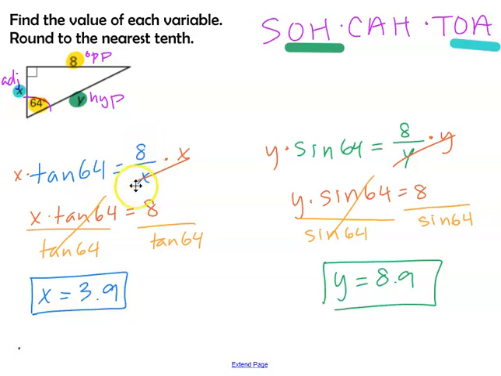Now, when x is on the bottom, your algebra skills need to kick in. Multiply both sides by x, and then to isolate x, you have to divide both sides by the tangent of 64. Now, when you set up your equation for y, it's going to be very similar to that. The hypotenuse and opposite uses sine, so you set up sine of 64 equals 8 over y. Then again, your algebra skills need to kick in, where you multiply both sides by y. Then you have y times the sine of 64 equals 8. And to isolate y, divide both sides by the sine of 64.